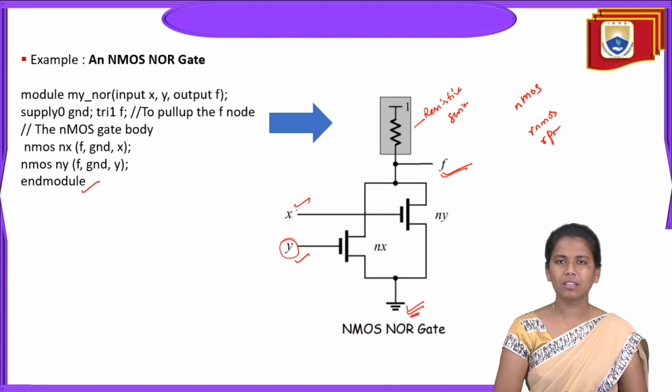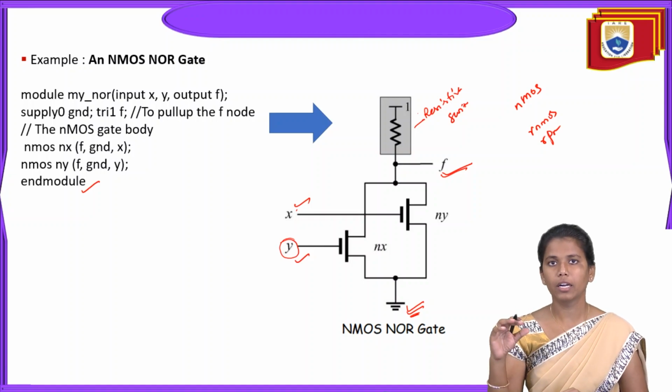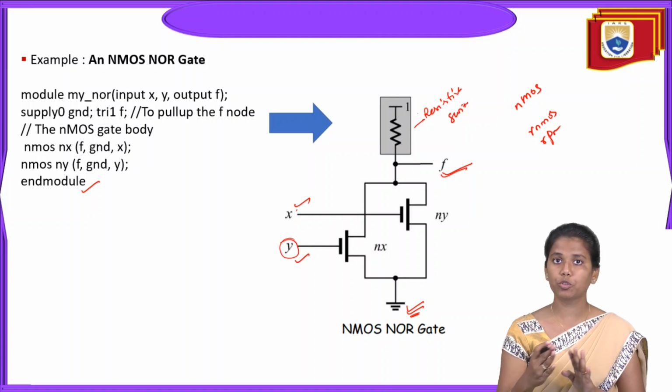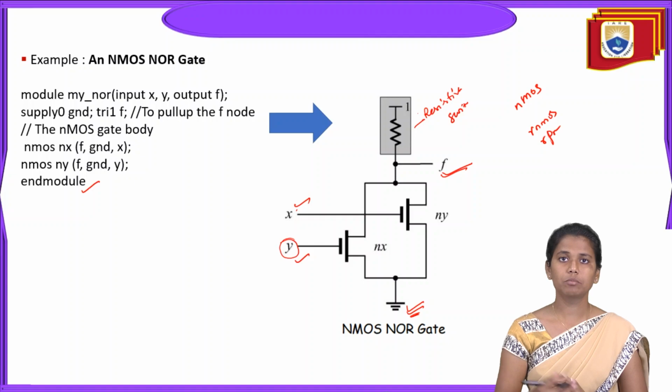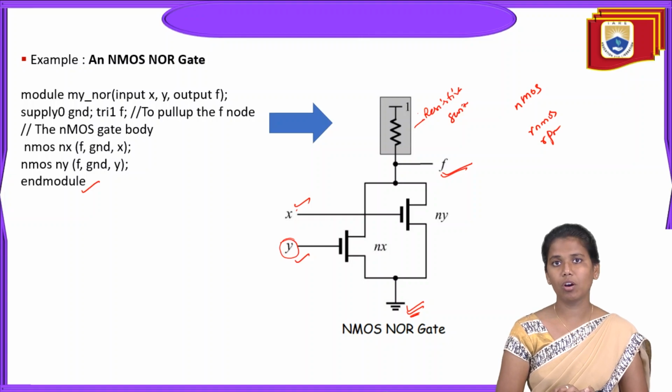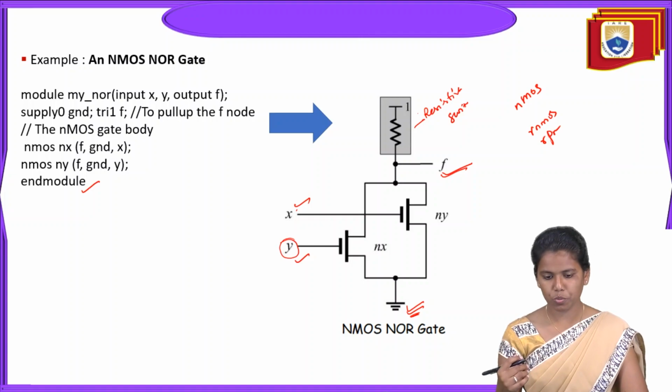So this is the basic way of how to write code in terms of switches with respect to different gates, NAND gates, NOR gates, and also with respect to the switches that you are considering. Sometimes I can consider my NAND and NOR gates with respect to the P switch, and sometimes with respect to the NMOS switch.